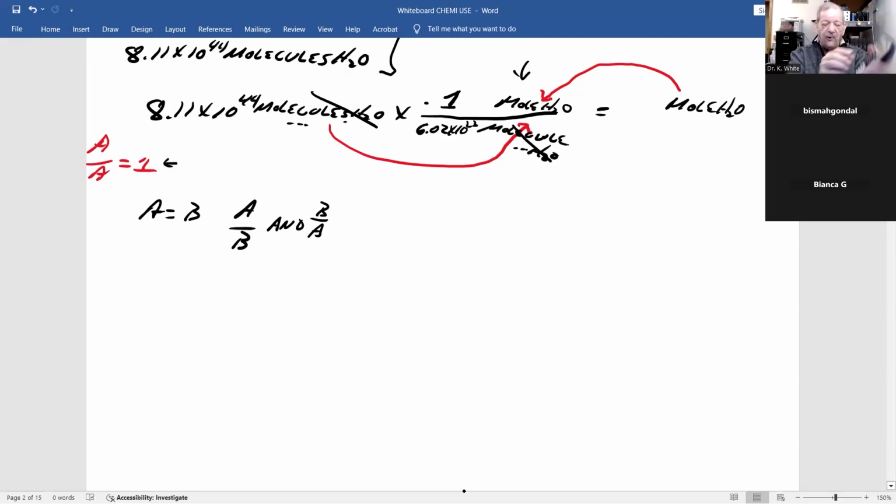8.11, remember blue double E for scientific, 44, and then I'm going to divide by 6.01 blue double E 23, and my calculator gives me this number. There are a few more numbers, but I'm like times 10 to the 21st.